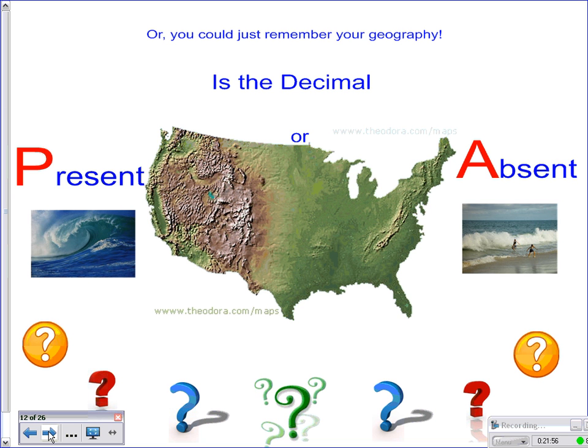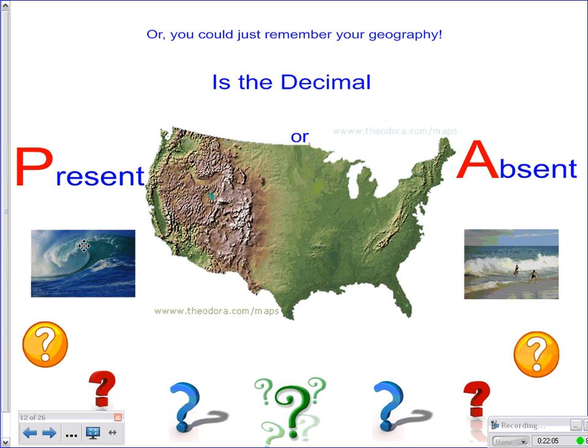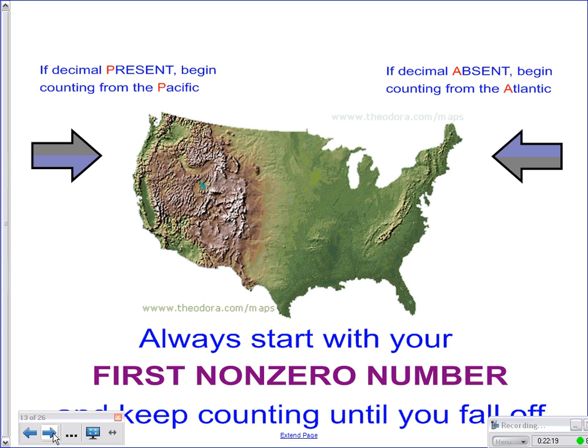You can remember your geography. You know that over here we have the Pacific Ocean. Over here, we have the Atlantic Ocean. So we're looking at Pacific and Atlantic. I'm just looking at my map of the United States. Pacific and Atlantic, you can think of it as decimal point present or absent. So we're always going to start with our first non-zero and keep counting until we fall off. If there is a decimal point that is present, I'm going to start counting from this direction. If there's a decimal point that's absent, I'm going to start counting from the Atlantic. So in other words, that direction over there.